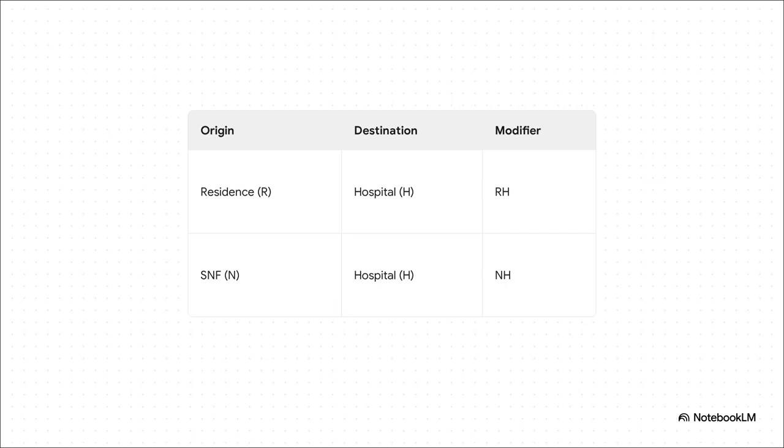Now, here is a massive trap alert. Do not reverse those letters. If you accidentally pick HR, you're literally telling the payer you took the patient from the hospital back to their house, which is a totally different claim. Oh, and also, don't mix up a nursing facility, which is N, with a private residence, which is R.